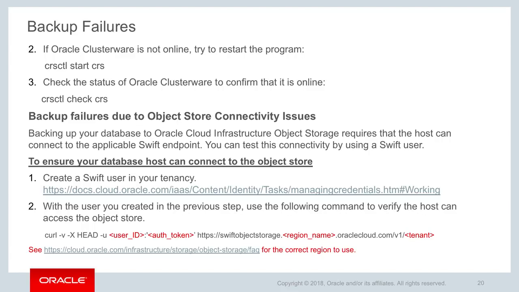Database backup failures can also occur due to object storage connectivity issues. When you back up your database to Oracle Cloud Infrastructure Object Storage, it requires that the database host can connect to the applicable Swift endpoint of the object storage. You can test this connectivity by using a Swift user. The next section gives you the information on how you can ensure that your database host can connect to the object store.